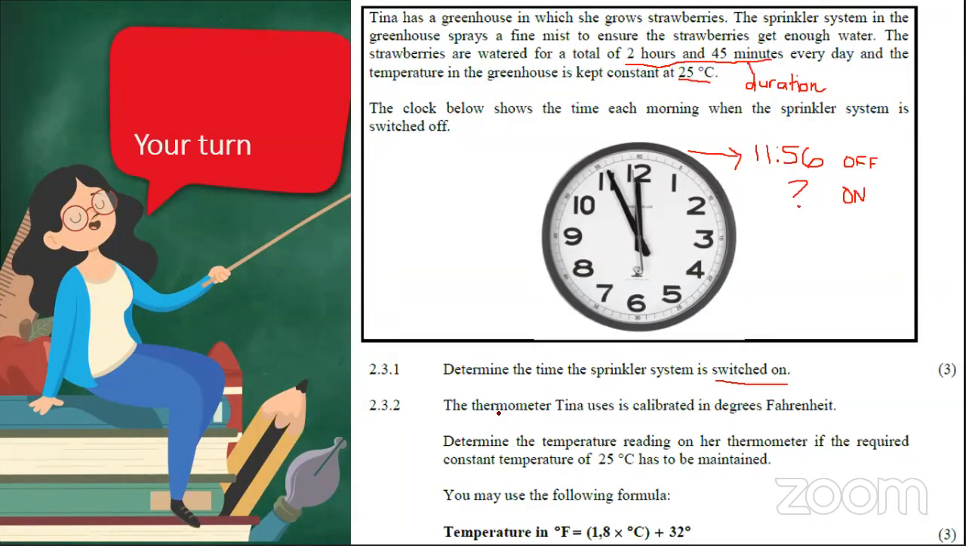And then the next one, basically here, they say the thermometer Tina uses is calibrated in degrees Fahrenheit. Basically, convert degrees Celsius, which is 25 degrees, to degrees Fahrenheit using this formula. That's all they need. So I'm sure you guys are done taking down these questions. Some of you have probably answered them already, but you'll only look at your answers tomorrow, because this is your homework.